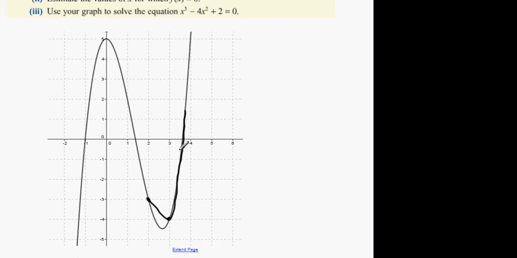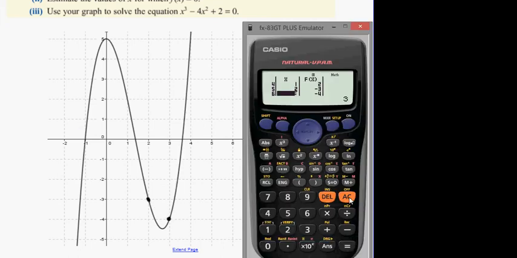Now, how do you stop yourself from making that mistake in a test? You go back to your calculator, and instead of using a step of 1, you're going to use a step of 0.5. The step of 0.5 will give you some new points to draw. So let me show you the new points you're going to draw once it loads up.